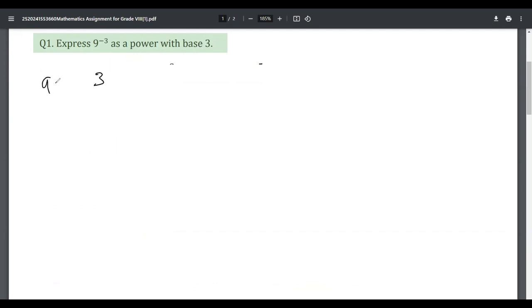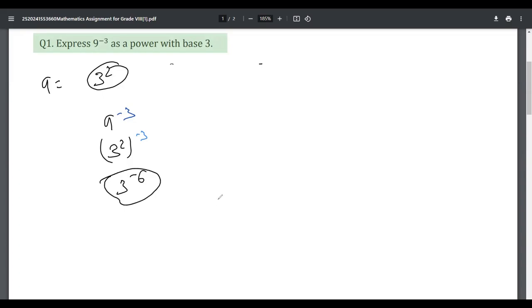So what I can write 9 as, 9 can be written as 3 into 3, or I may write 3 square. 9 can be written as 3 square. Now we have 9 raised to the power minus 3. By that I mean to say that the base 9 has to be replaced with 3. So I can replace 9 as 3 square, and that raised to the power minus 3. So finally we can say that applying laws of exponent, when power of another power, then these powers get multiplied. So 3 into 2 is 6. So it's going to be minus 6. So our final answer will be this only, that is 3 raised to the power minus 6.